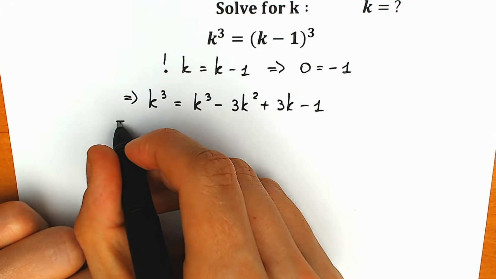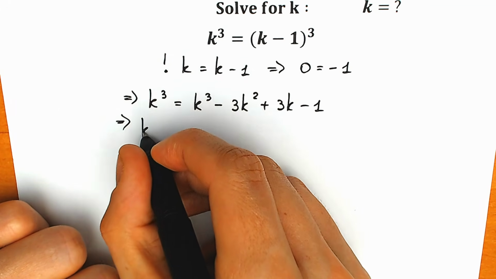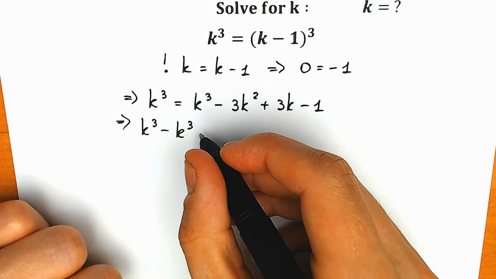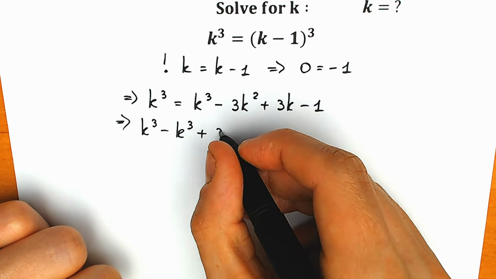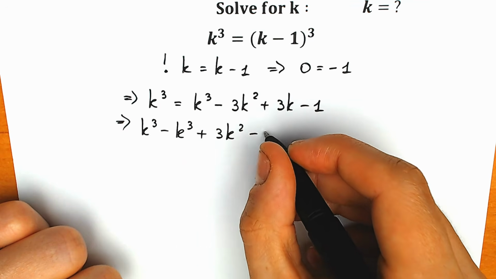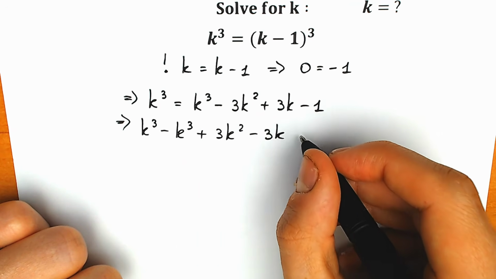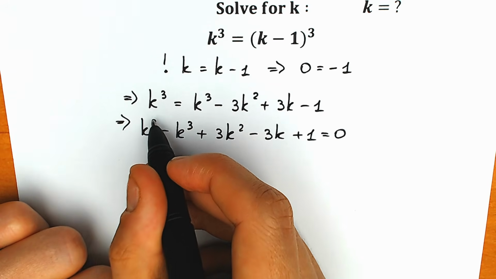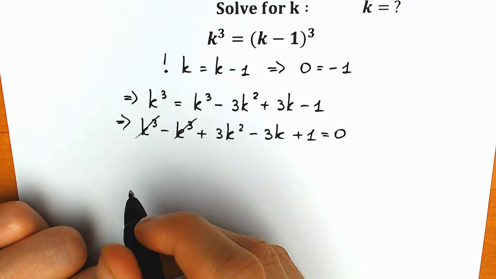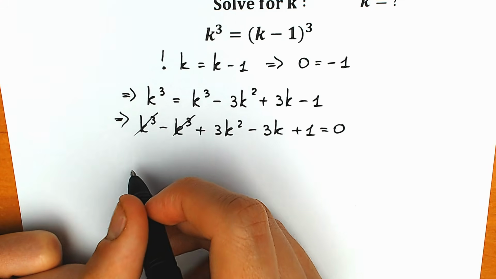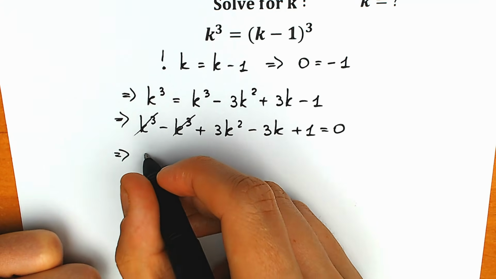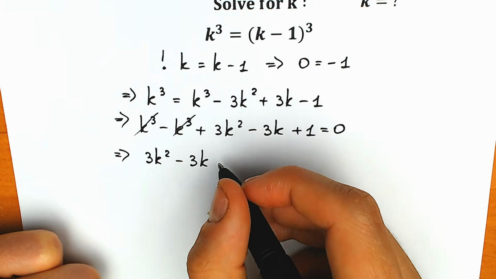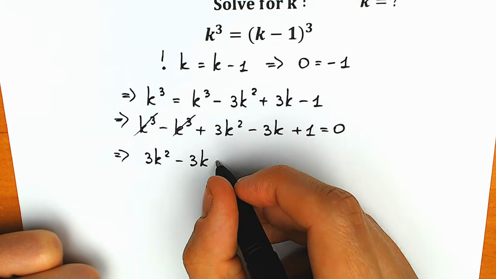This is an extremely important part. We have k cube minus k cube, so we subtract everything from the right side but with the opposite sign: minus k cube plus 3k square minus 3k plus 1 equal to 0. One really great moment, we can easily cancel this k cube, and as a result we have a classic quadratic equation: 3k square minus 3k plus 1 equal to 0.